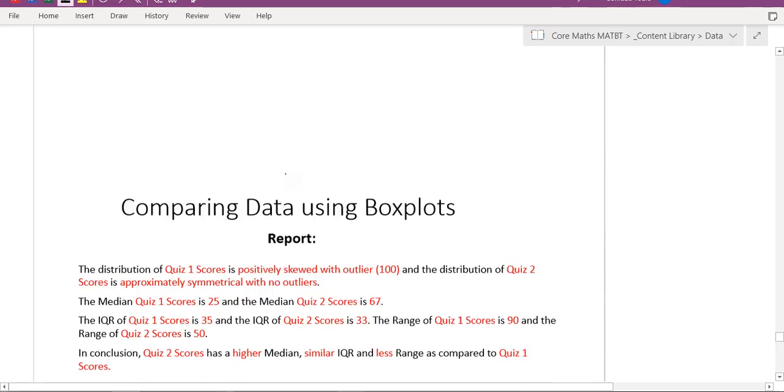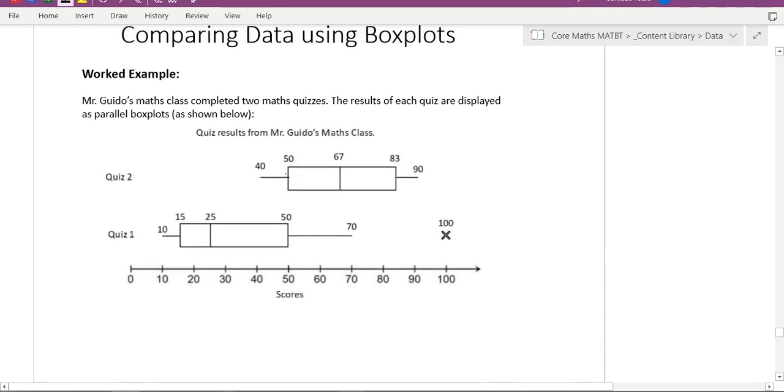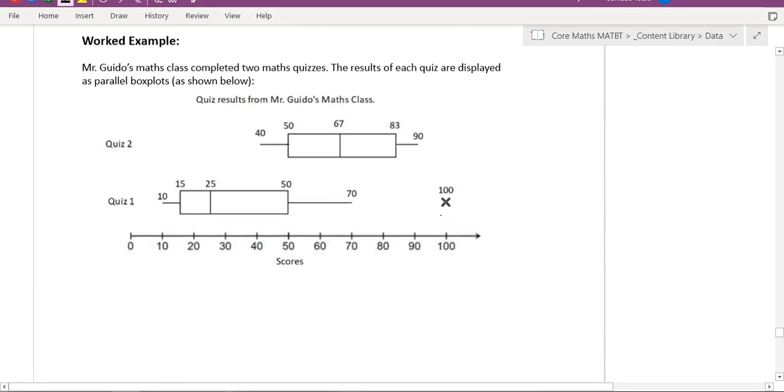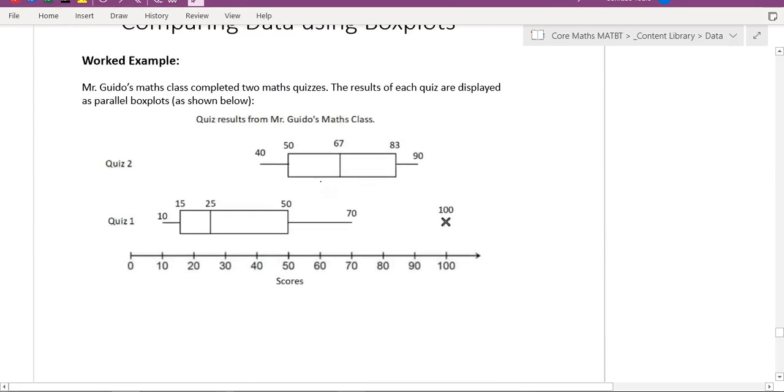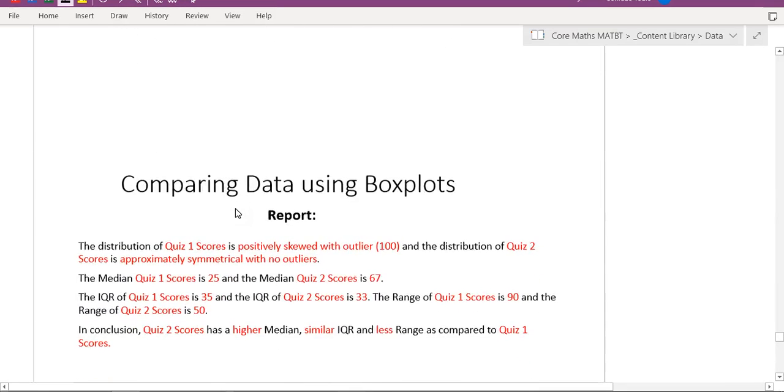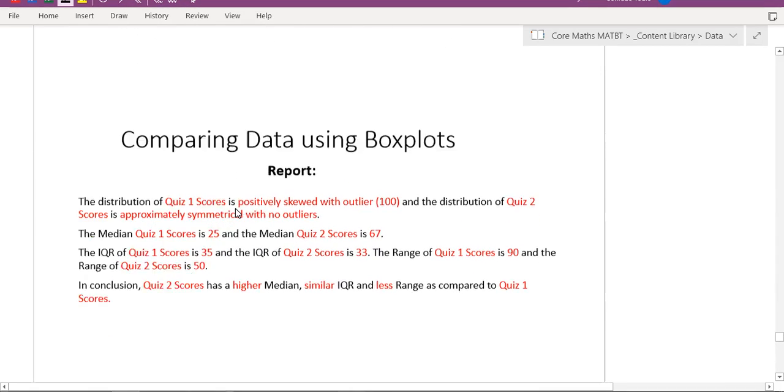So they've kind of mixed and matched shape and outliers in there. So you can see that as well. This is approximately symmetrical, and this one is positively skewed. You can see that. And then they've said that there's an outlier. So you want to mention that. Then they mentioned the median. So the median for quiz 1 is 25. Yep, so it's right there. And then the median for quiz 2 is 67. And you just want to mention that.